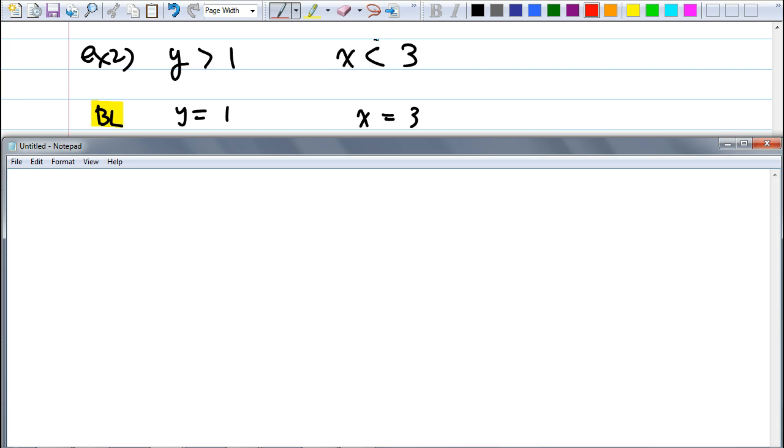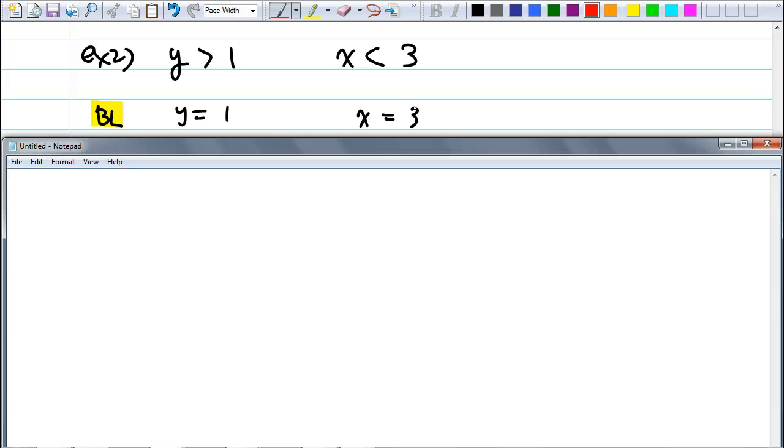If it's less than or equal to, or greater than or equal to, you get solid. You get the idea? Because in this case, we don't include the boundary lines. If you say greater than or equal to, then the or equal to part is the boundary line. Does that make sense?